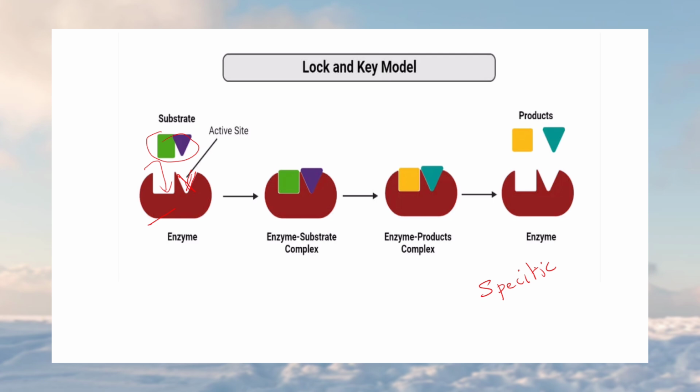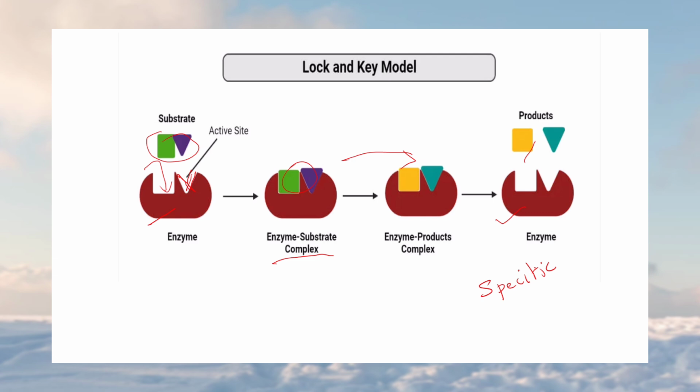The substrate binds at the active site of the enzyme, forming the enzyme substrate complex. This substrate is then converted to product by the enzyme, so we get the enzyme product complex. And at last, the products are released from the enzyme, and the enzyme is reused for another round of reaction.